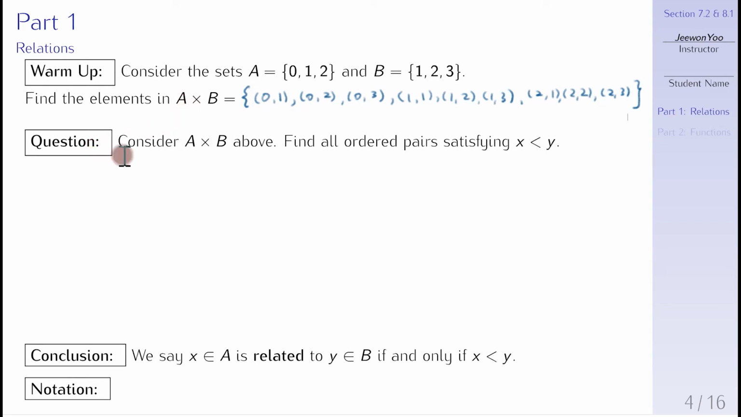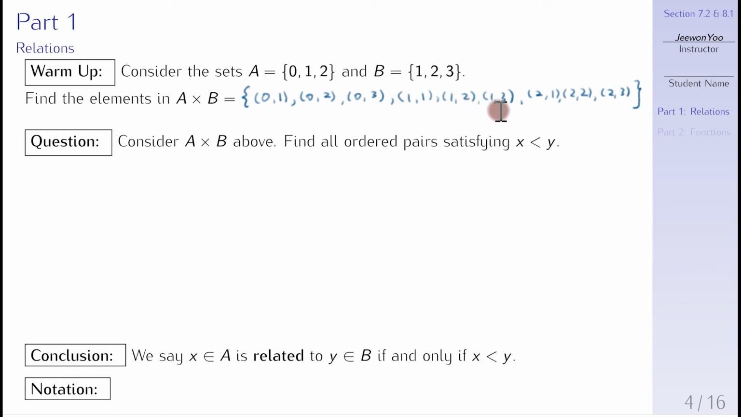Here's the question. Consider all the elements in A cross B above. Find all ordered pairs satisfying the first coordinate is less than the y coordinate. Well, if I see the first element here, 0 is less than 1. So surely 0, 1, this element satisfies this condition over here. Same as this one, same as that one. However, look at this 1, 1. 1, 1 does not satisfy this inequality because x must be strictly less than y. Therefore, 1, 1 is out of the option.